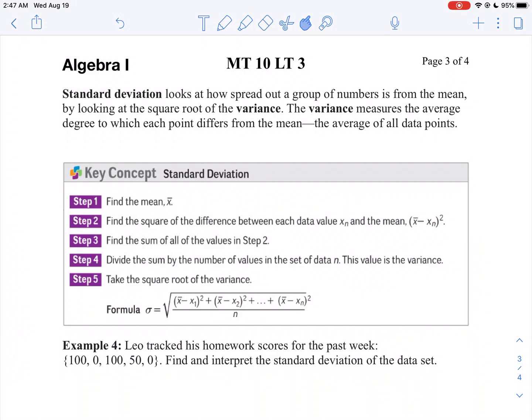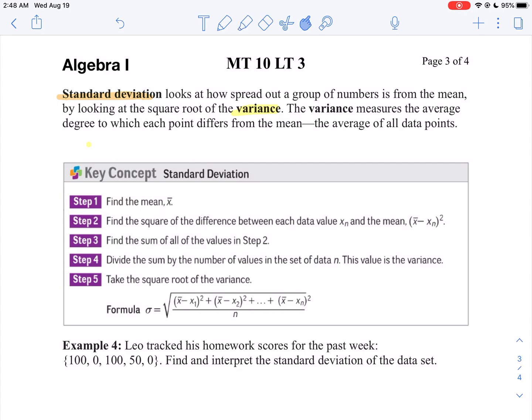Another measure of spread is called the standard deviation. Occasionally, we'll calculate variance. You use the variance to find the standard deviation. So what we're going to do is find the average distance something is from the mean. That's what standard deviation means: how far away are you from the mean.